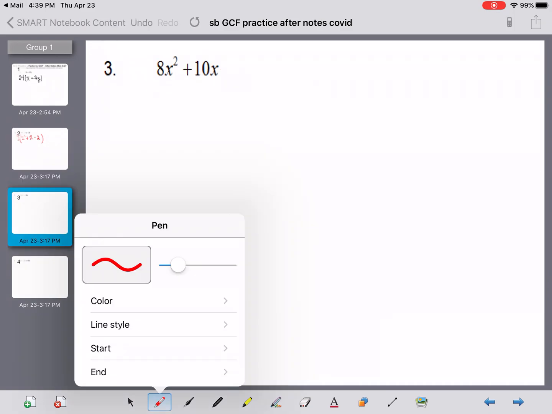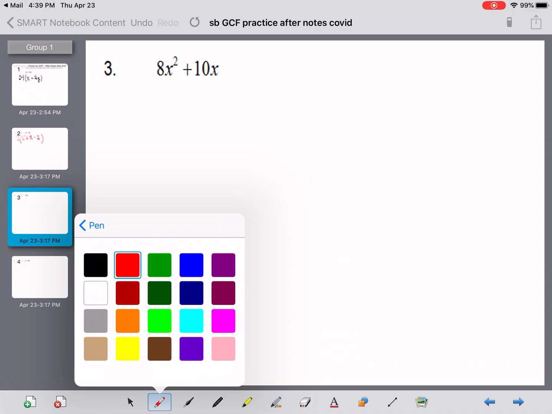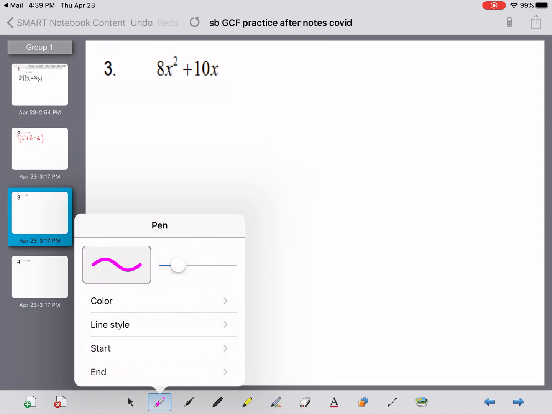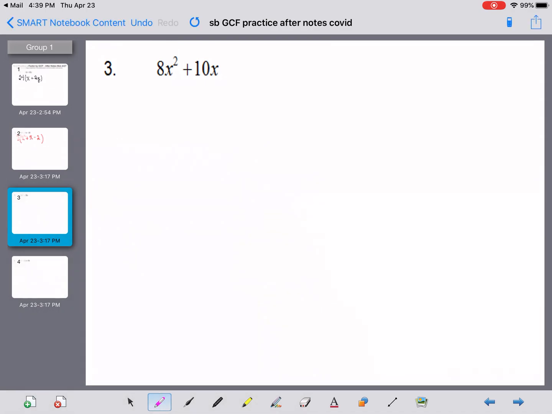Same idea here on problem number 3. We want to factor the greatest common factor. This one is a little bit different because we do have x squared and x in here. But let's start with the numbers. The biggest number that divides into both 8 and 10 is 2. And then, in terms of the variables, we're going to take the smallest exponent between x squared and x, it's x. And now we're going to divide.